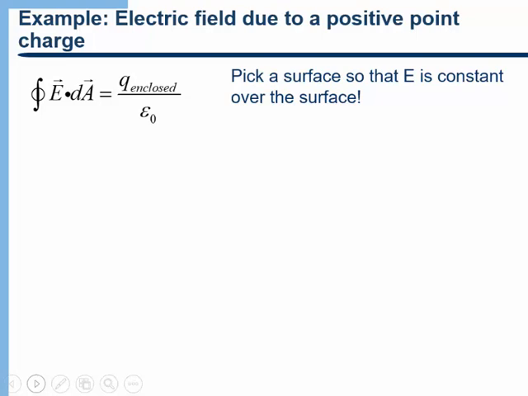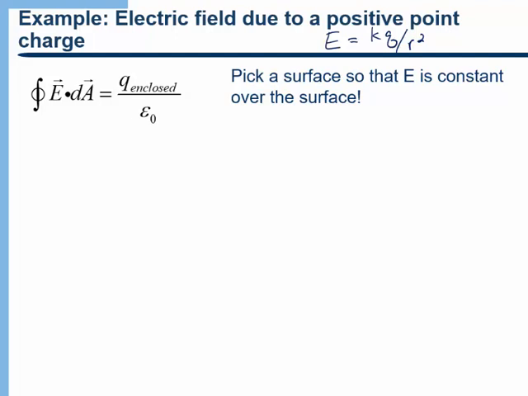So let's do an example that we can do with Gauss's law. The question is, find the electric field due to a positive point charge. Now remember, we already know the answer. The electric field of a point charge is kq over r squared for a positive charge. How would we use Gauss's law to do this?